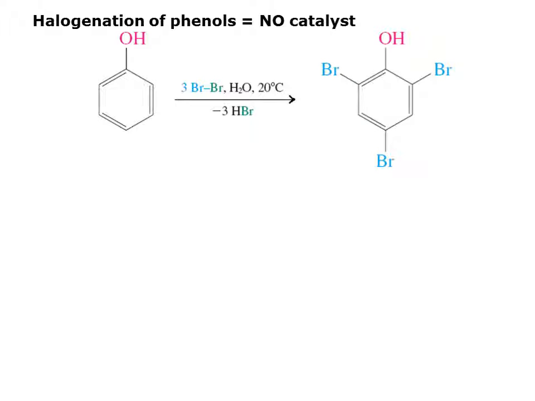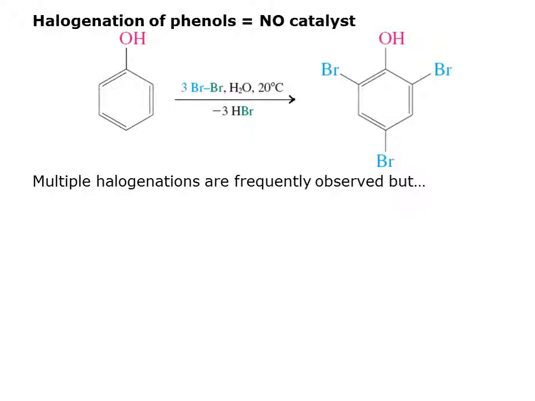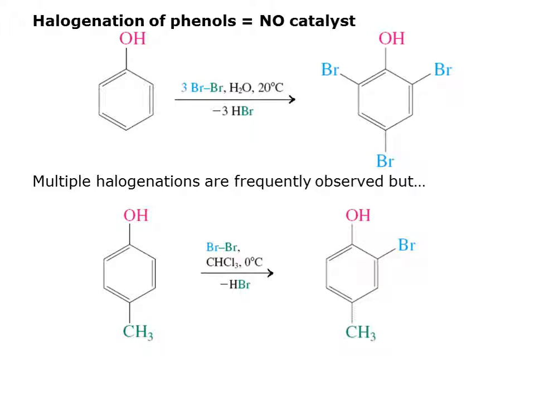You do not need a catalyst. It will add multiple times with lower conditions. You will have a monobrominated product, especially if you can block the para position. That's it for benzene substituents 2.